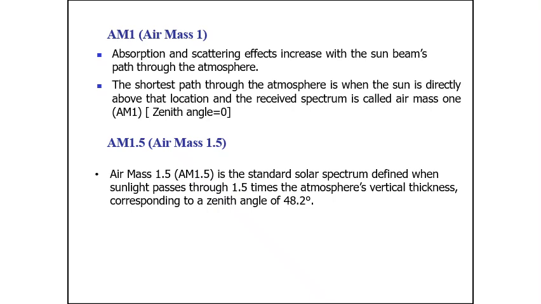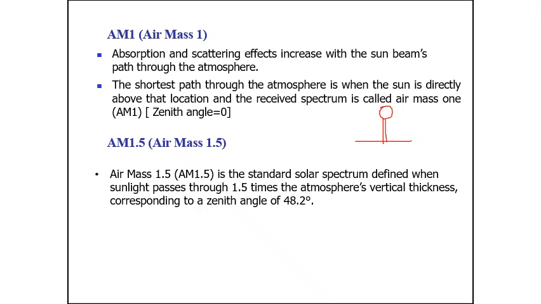That means the zenith angle will be 0, and the received spectrum is called air mass 1. Remember, the sun is right above the Earth's surface. So if this is the sun, it will be right above, so your zenith angle will be 0.